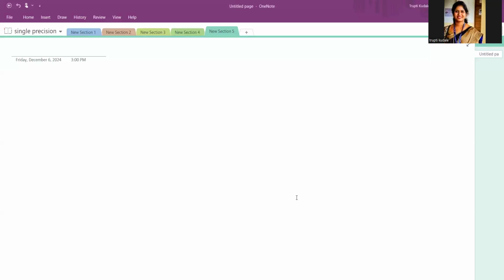Hello students. So today we will see what is floating point representation, and how to represent any given number in a single precision or a double precision format. Okay, so what is actually a floating point representation?